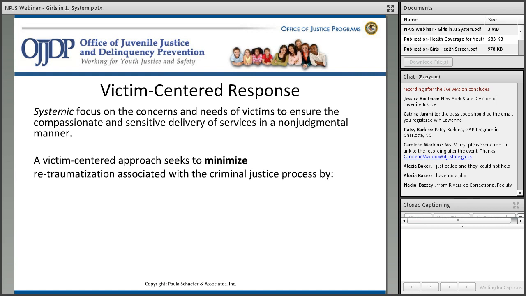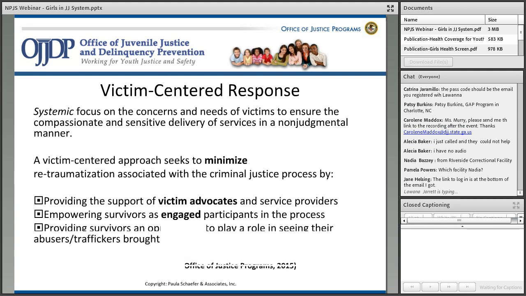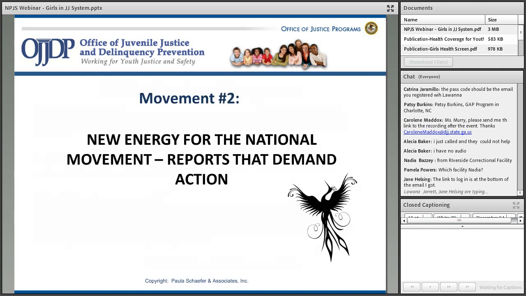A victim-centered approach seeks to minimize re-traumatization associated with the criminal justice process. One of the foundational principles of trauma-informed care is do no further harm. Victim-centered response provides the support of victim advocates for all victims, and empowers survivors as engaged participants in the process. Again, we're not doing things to girls, we're doing things with them. It provides survivors an opportunity to play a role in seeing their abusers and traffickers brought to justice. I think we have a long way to go as it relates to this last one. I think the Safe Harbors legislation for sexually exploited youth is going to help us with this.